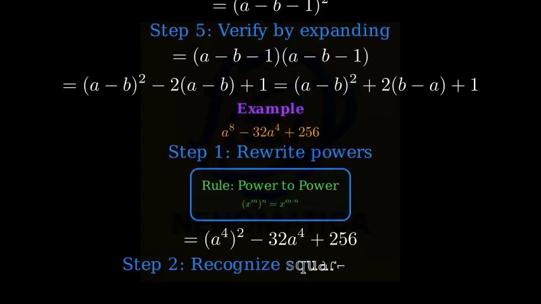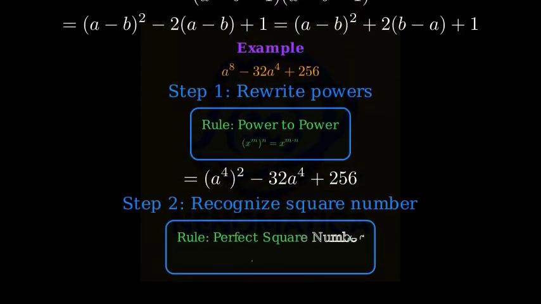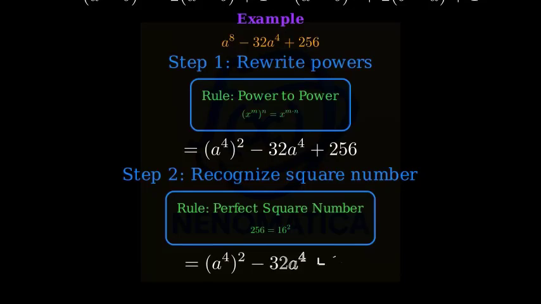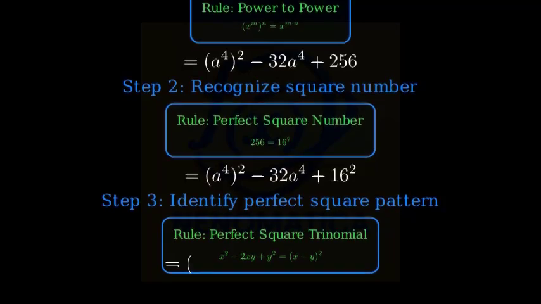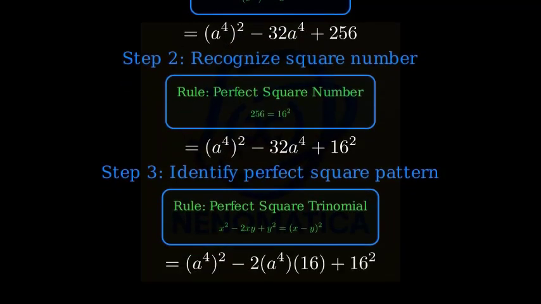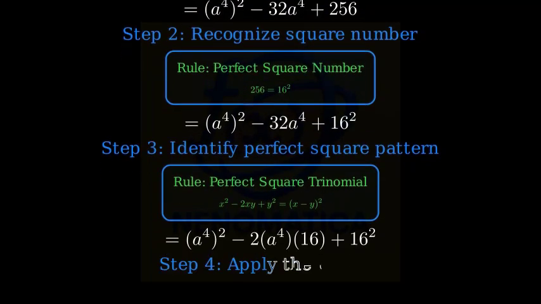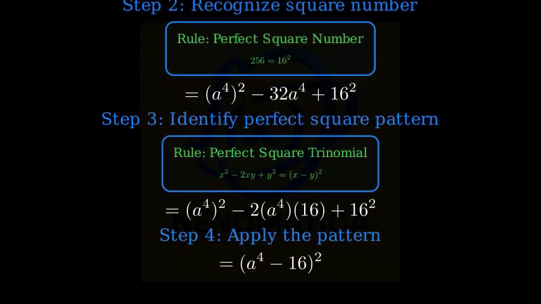Now, let's use the perfect square pattern. If we look at the number 256, we can write it as 16 squared. Now we can recognize the perfect square pattern. We have (a to the 4th) squared, minus 2 times a to the 4th times 16, plus 16 squared. Applying the perfect square pattern, where x is a to the 4th and y is 16, we get (a to the 4th minus 16) squared.